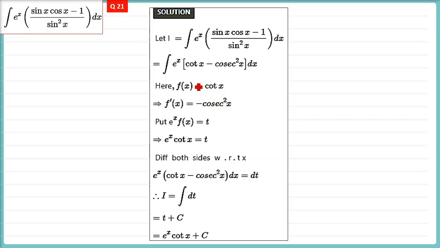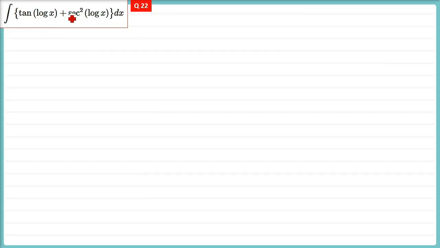So you can follow this solution. Next: tan(log x) plus sec square(log x). Now we don't have any e^x here. But log x and e^x are so much related that you can transform one into another easily. So this is the beauty of log x and e^x. So in order to solve this question, we need e^x and that will come from log x. So we'll assume log x equals t. We assume that this log is base e.